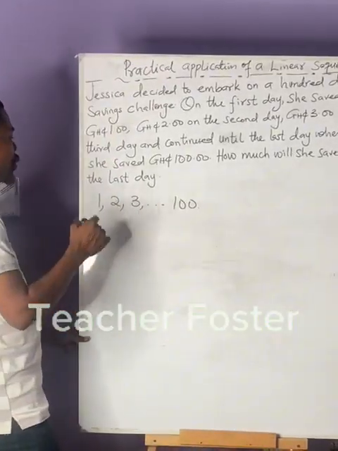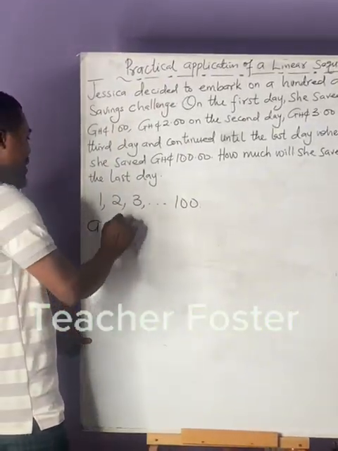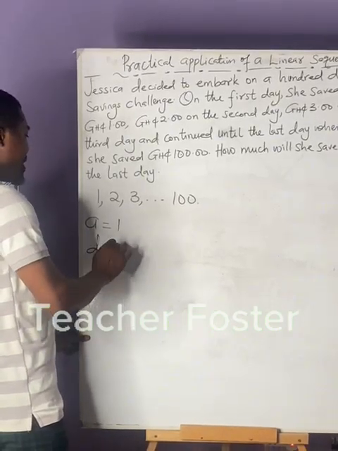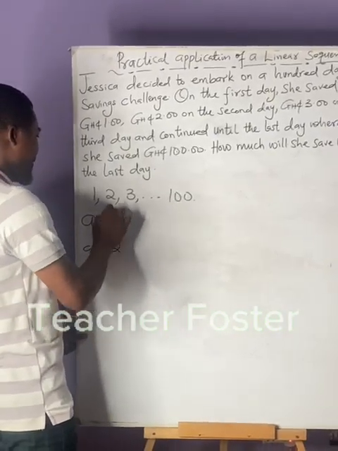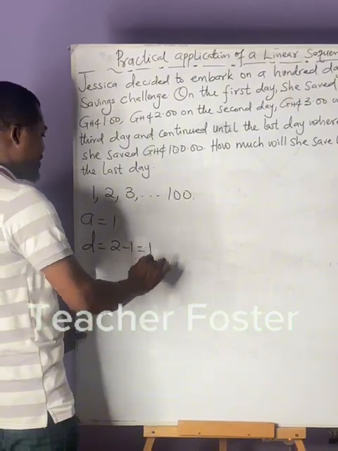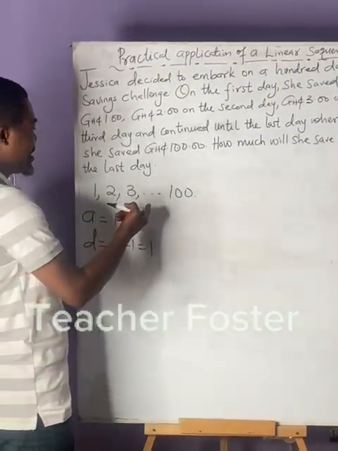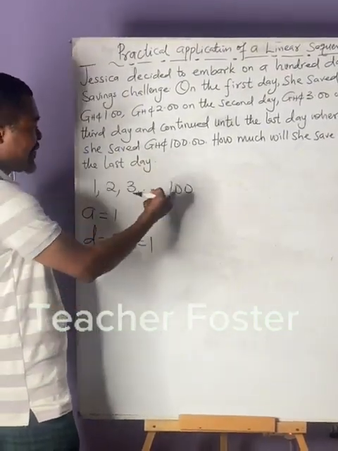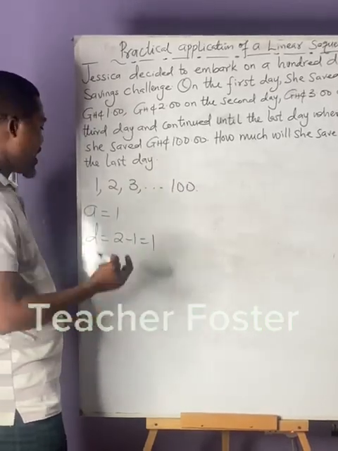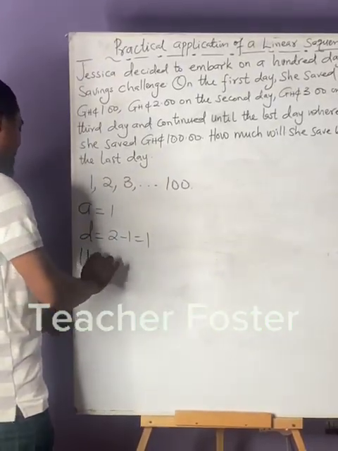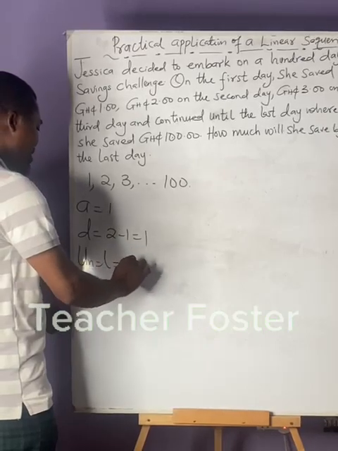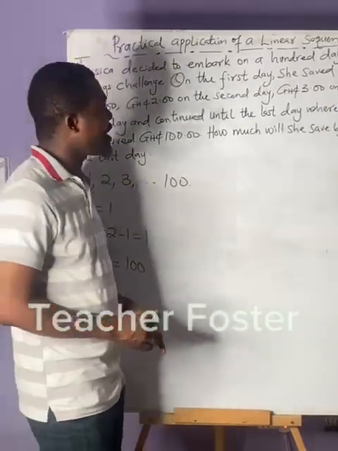Now we have said that we denote the first term in the sequence by a, and our common difference is the second term minus the first term. That should give us 1. This is a finite sequence, and so our nth term can be our last term in this case, which will give us 100.